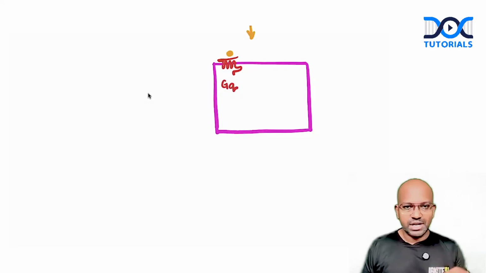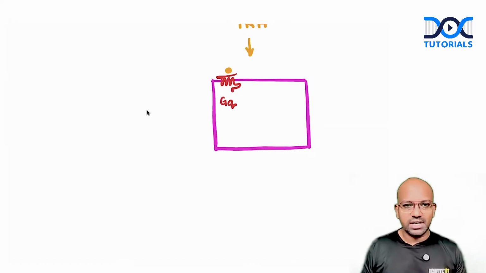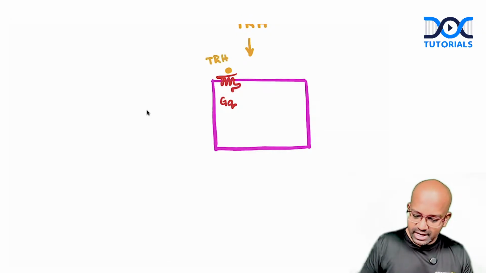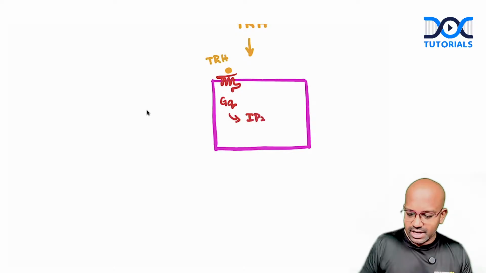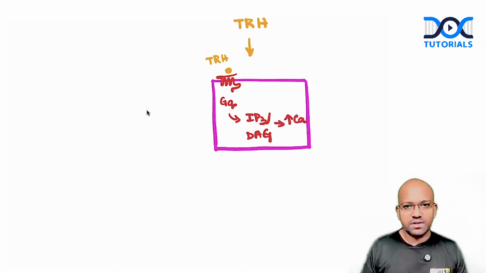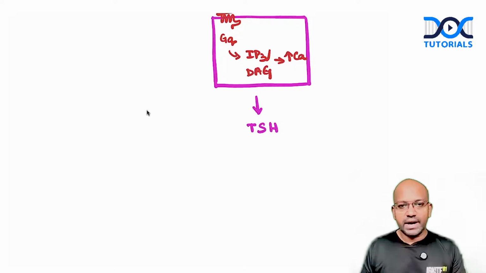What's the take home point from general pharmacology? If it is a Gq coupled receptor, intracellularly it is going to stimulate IP3 and DAG. So because of this TRH stimulating intracellular IP3 and DAG, there will be an increase in the intracellular calcium levels. This calcium, increased intracellularly, is responsible for the release of certain molecules from the anterior pituitary cells, which is TSH. TSH is thyroid stimulating hormone.